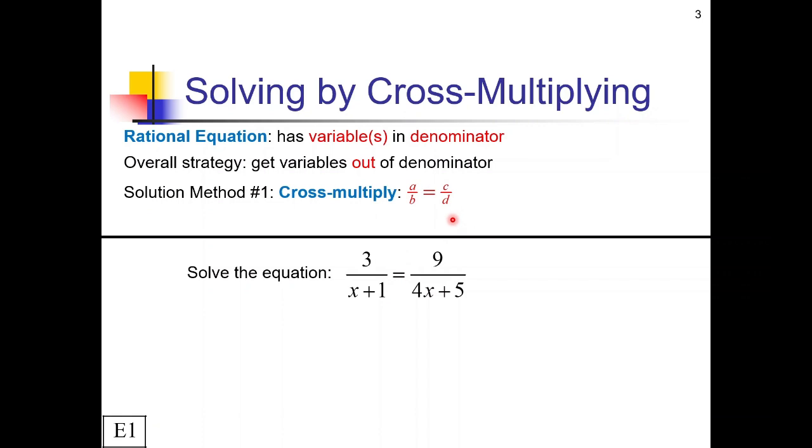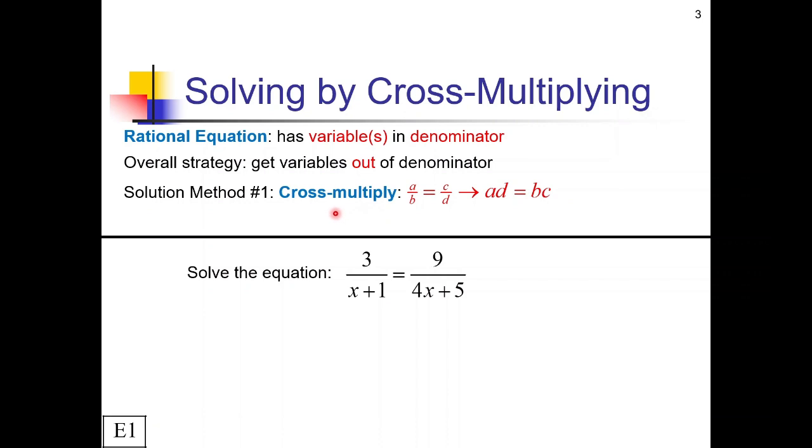So the whole setup here is you kind of have an a over b equals c over d situation, and you can just multiply the denominator of one side by the numerator of the other side, and just do that for both sides. So this ends up being a times d on one side equaling b times c on the other side. So this will get any variables out of the denominator because there won't be any more denominators.